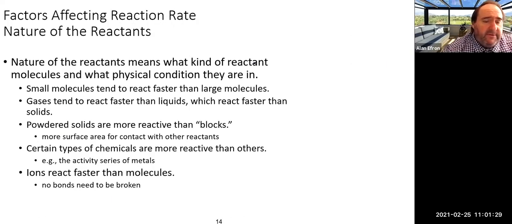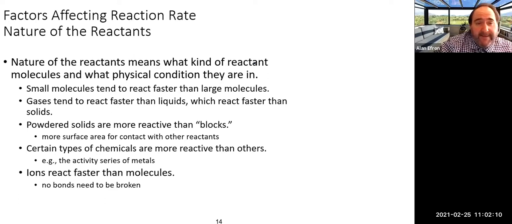Okay, then let's talk about some factors that affect the rate of a reaction. The nature of the reactants. So the starting materials have a big play in how fast or how slow a reaction might proceed. Small molecules typically do react faster than larger molecules. Gases will react faster than liquids. Again, if you just think about gases, they're flying around constantly. They have a lot of energy, so they're very reactive. Liquids are not moving around as much as gases. And then solids are much slower than everything else.